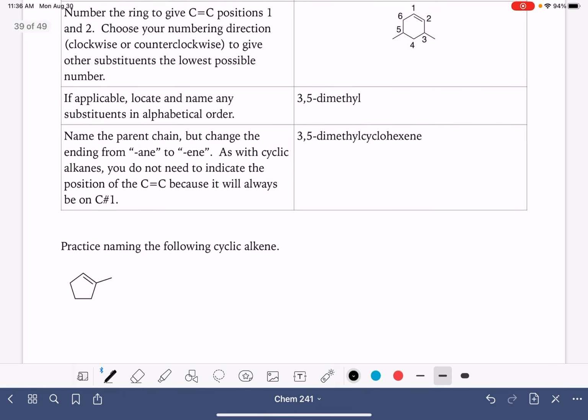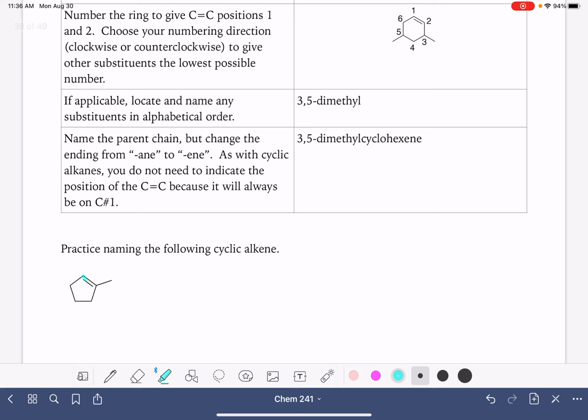So here's our only example of this that we're going to do. Again, we want to find our double bond and we want to number the double bond so that it is carbons number 1 and 2. So we're either going to number it that way in black or we're going to number it the other way like that in red. We're going to choose the clockwise versus counterclockwise based on the substituent, the methyl group. We want to give the methyl group the smallest possible number. So that would mean that we want to follow the red numbering system so that the methyl group is on carbon number 1. 1-methylcyclopentene.